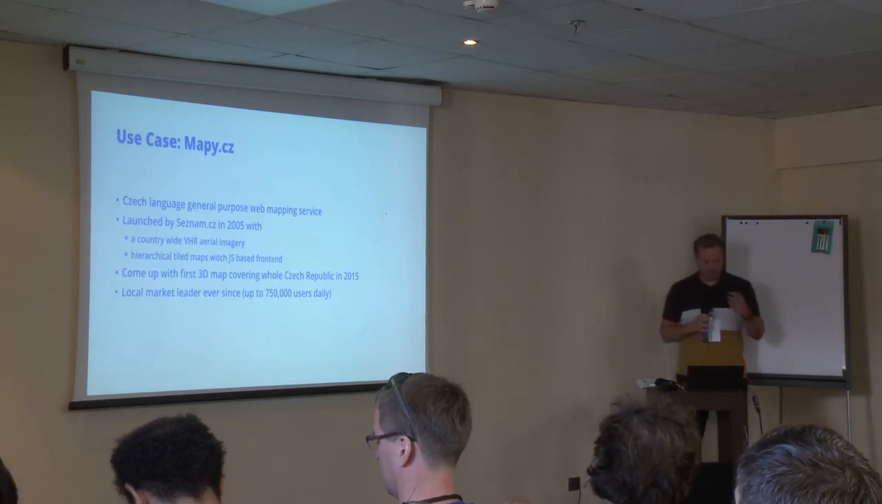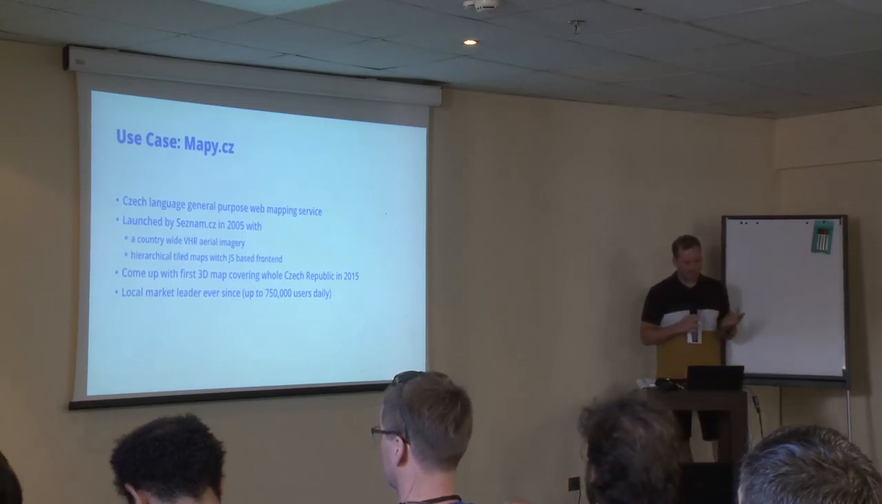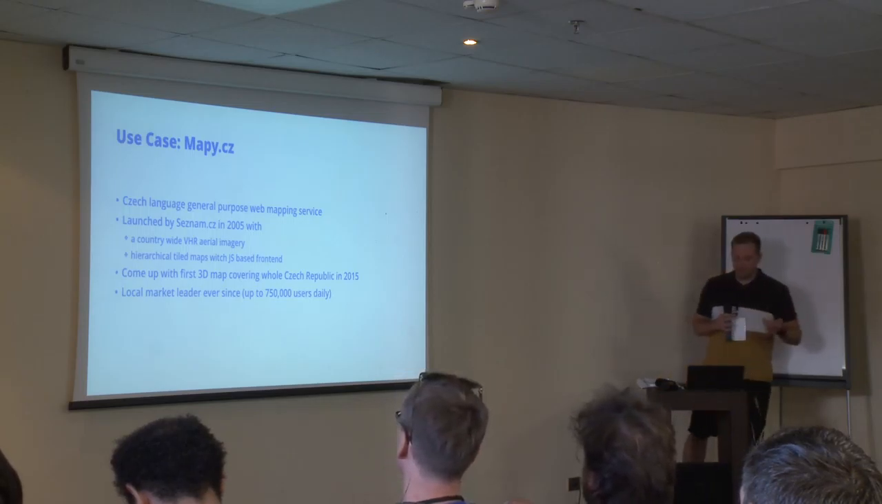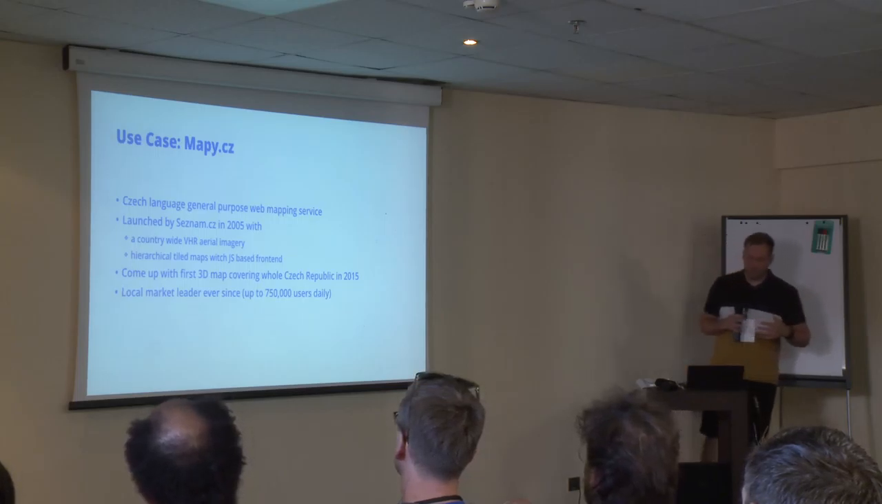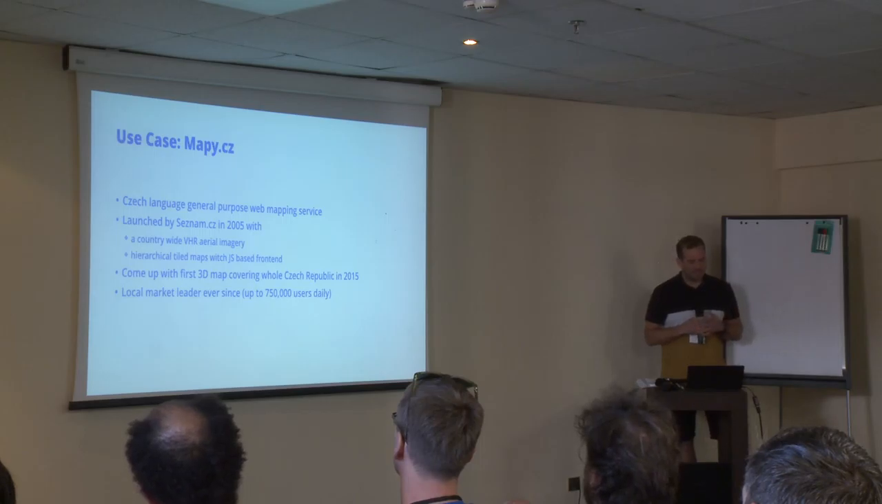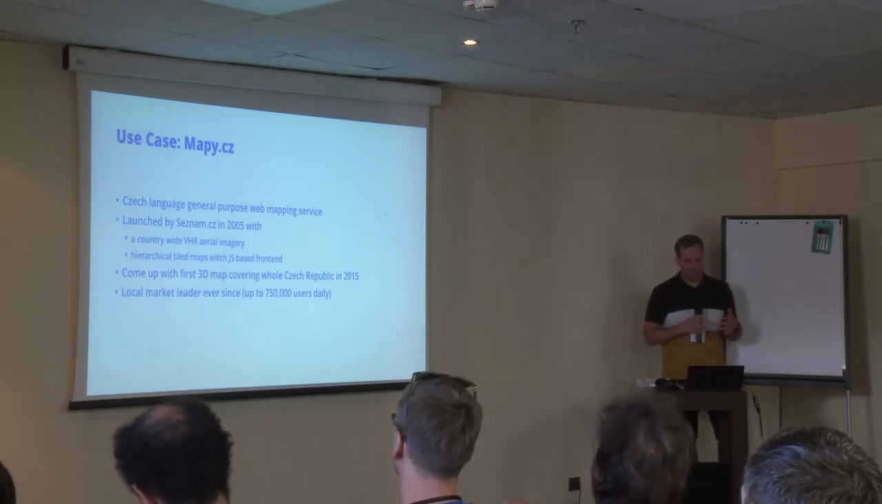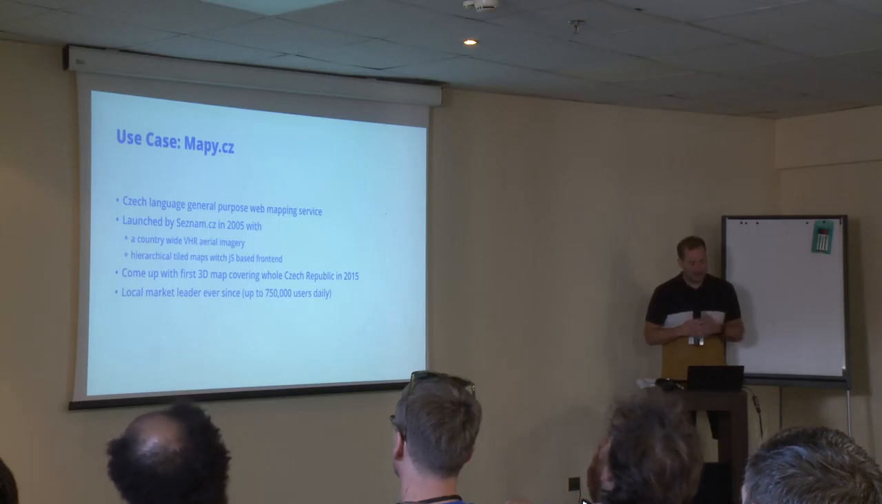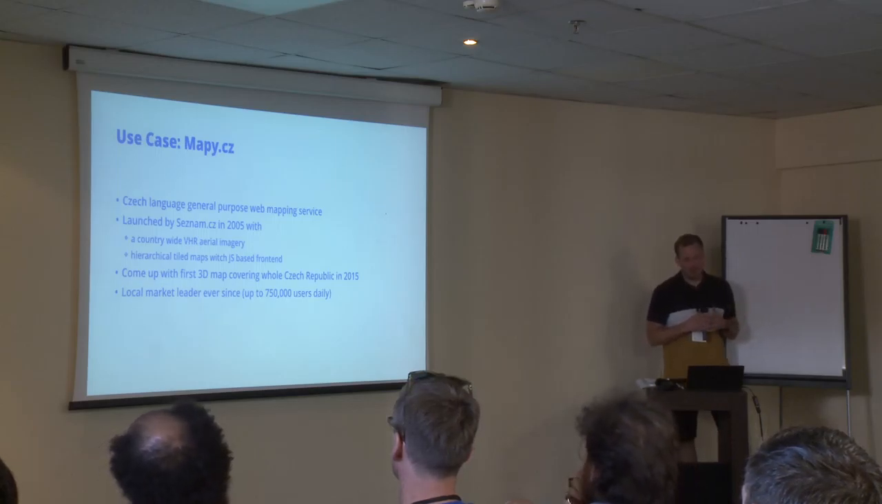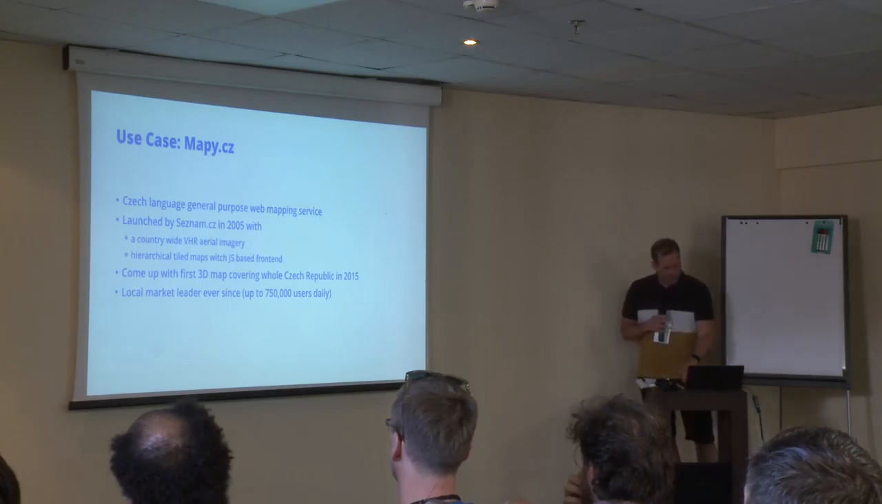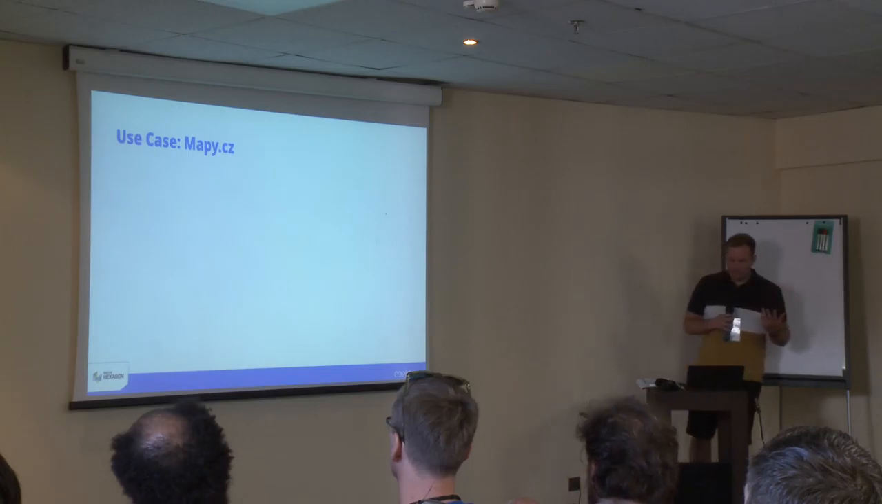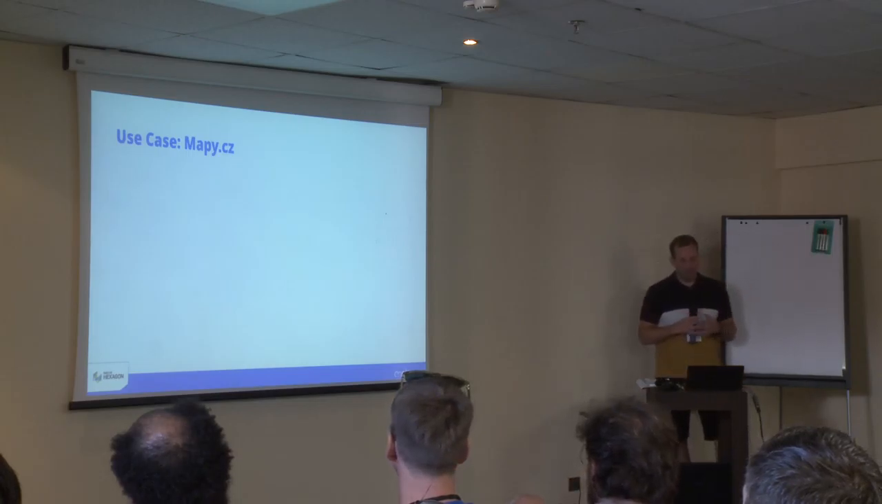Let's get back for a while to our first use case. Let me briefly introduce mappy.cz. It's a Czech language general purpose web mapping service launched by a company called Seznam.cz in 2005, and it came up first with a 3D map covering the whole Czech Republic in 2015.